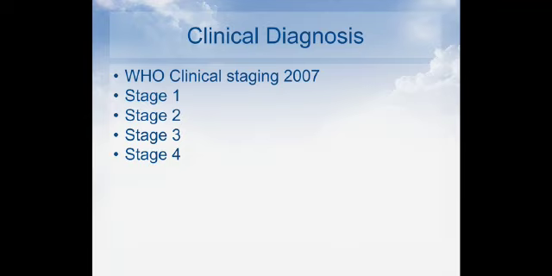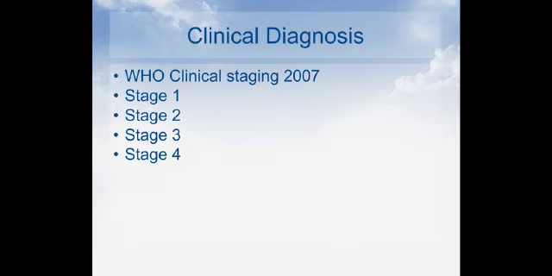Now if the weight loss is more than 10% and it is unexplained, then you can think the patient is in stage 3 HIV. Then there may be unexplained chronic diarrhea of more than 1 month, persistent fever of more than 1 month, oral candidiasis, pulmonary tuberculosis, severe bacterial infections. If all these are there, the patient is in stage 3 of WHO clinical classification.